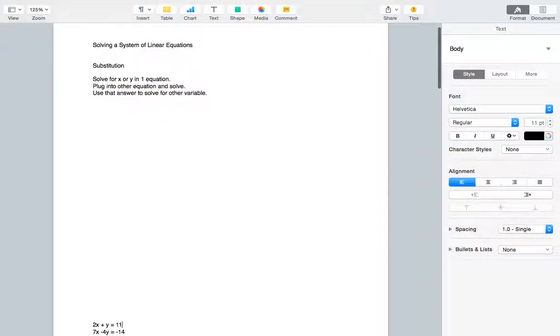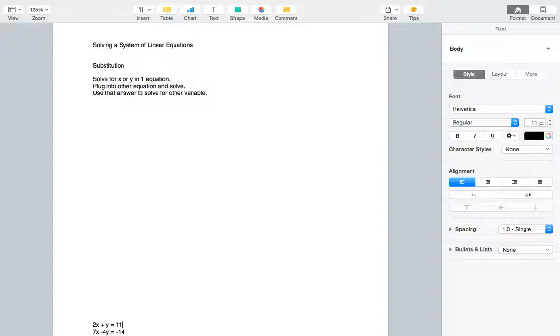Okay, first case. First example. That's what I mean. 2x plus y equals 11. 7x minus 4y equals -14. Now you can really just do what you want. It doesn't matter which one you solve for first. There's more than one way to do things, and especially with math, there's not always one way to do things. So I'm going to start with the first one.